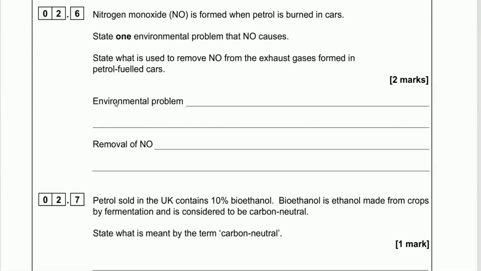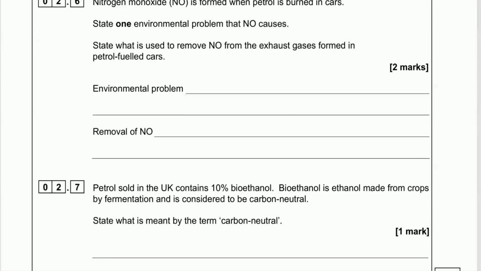Okay, let's move on to 2.6. Once again, pause the video, have a read and have a go. Nitrogen monoxide is formed when petrol is burned in cars. State one environmental problem that NO, or nitrogen monoxide, causes. State what is used to remove nitrogen oxide from exhaust gases formed in petrol fuel cars.